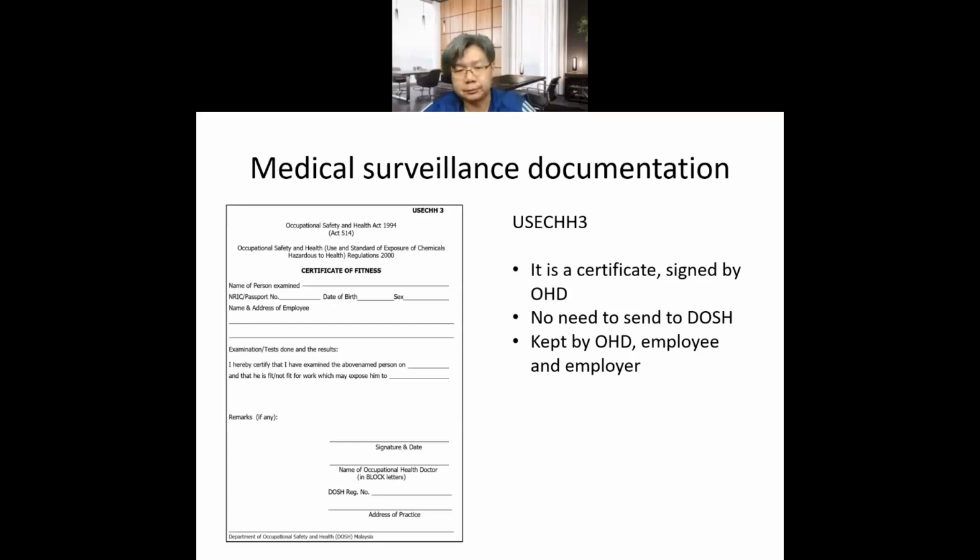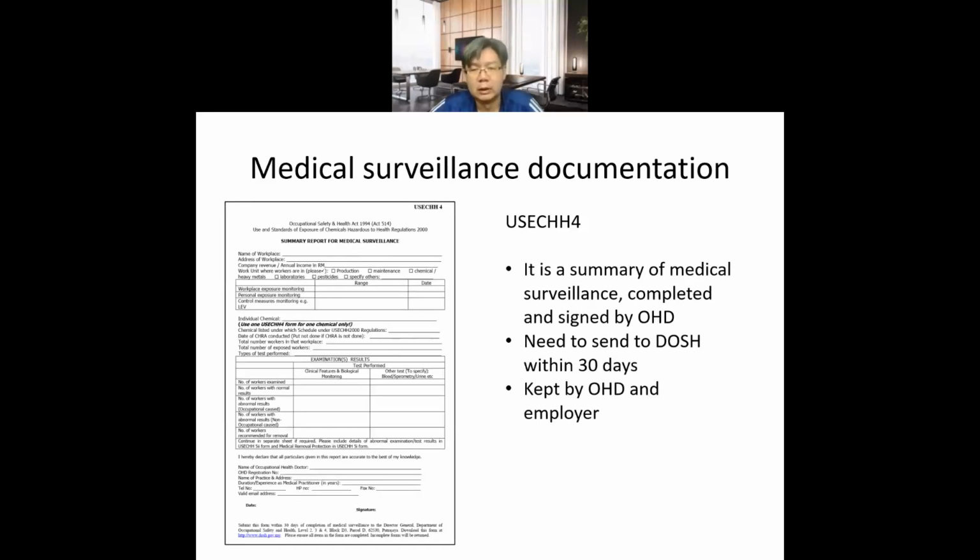This one is standard for everybody. It is a certificate signed by the OHT. So usually for all cases, for every worker that comes to do a medical surveillance, I will sign this. If they are fit to work, then I will sign the certificate of fitness. This certificate is under the USECHH regulation. This one, however, no need to send to DOSH. It's kept by us as OHT, kept by you as the employer, and also the employee, you can just send one copy to him also. So this use 3 is important. It's a fitness for work certification.